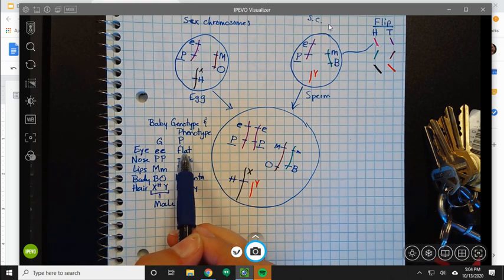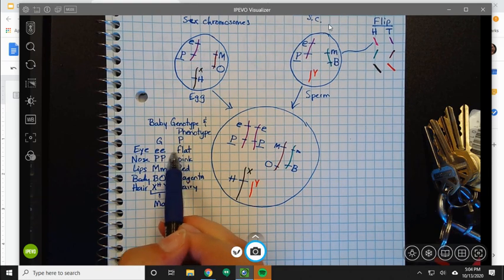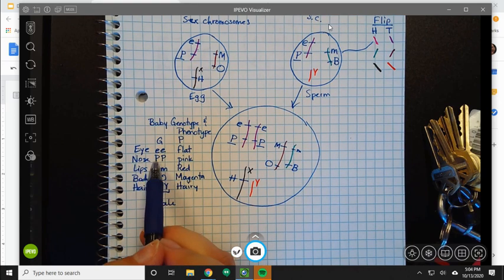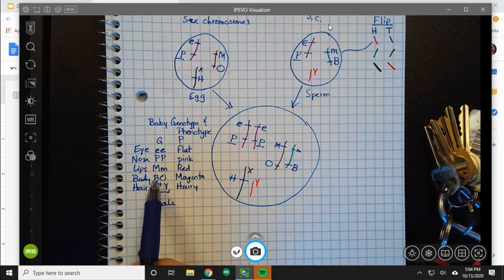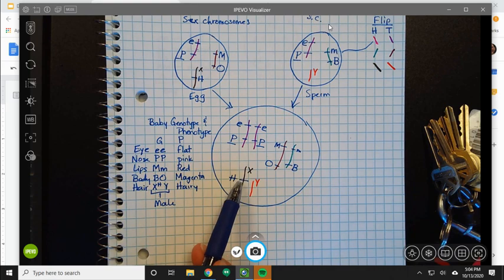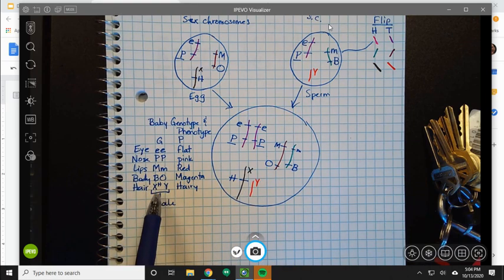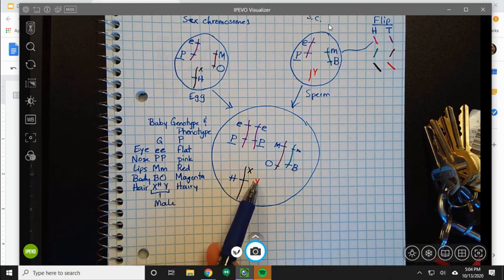And then I can look back at the information in my packet, and I can see that this genotype will result in this phenotype. So the nose, homozygous dominant, that gives me pink. The lips, heterozygous, that gives me red. The body is capital B, capital O, that gives me magenta. And then the hair, because we have an X chromosome that has the hair type on it and a Y chromosome that doesn't have any information about hair type, I have XH because that's what's contained on the X chromosome, and then Y. And it doesn't have an H because it doesn't have the gene.